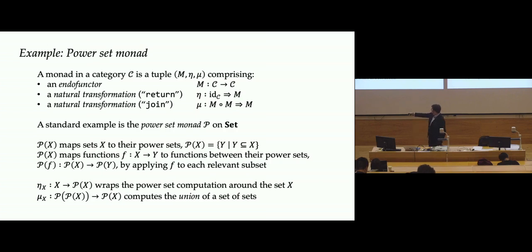Now, what about eta and mu? Well, eta, as we said, is just supposed to take the object as it is and represent it using the computation without making any changes to it. So eta of X just converts a set into its power set representation. It doesn't do anything else, right? Whereas mu will take a power set of power sets and reduce it to just a single power set by performing a big union over all of the things inside it, right?